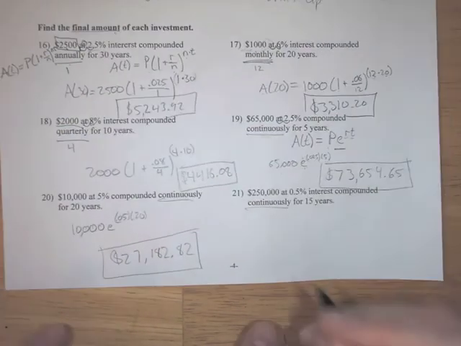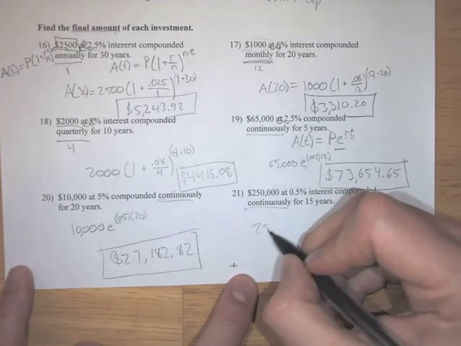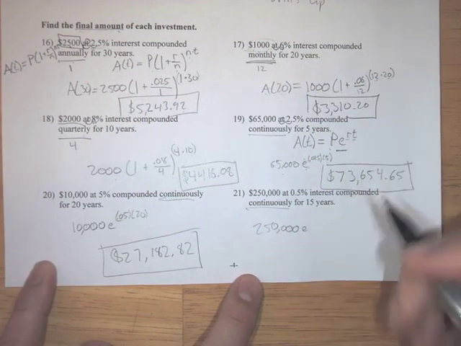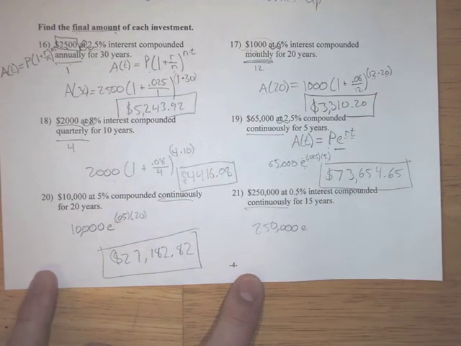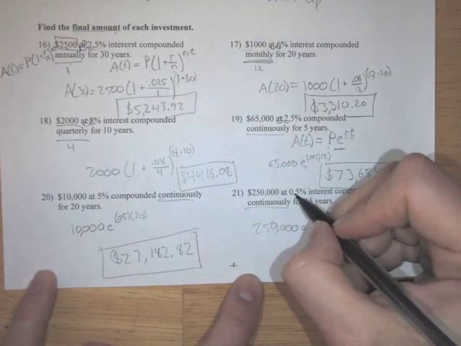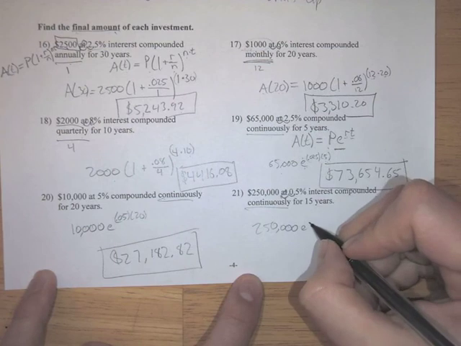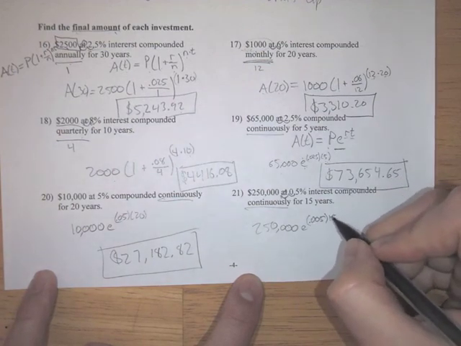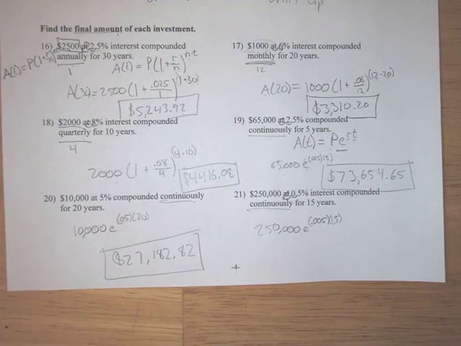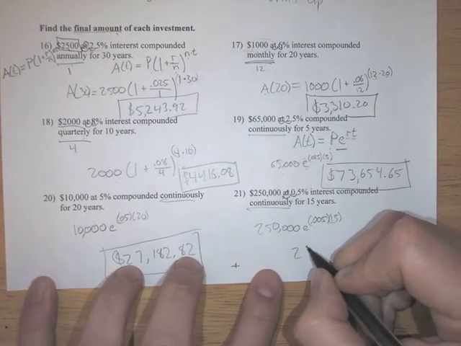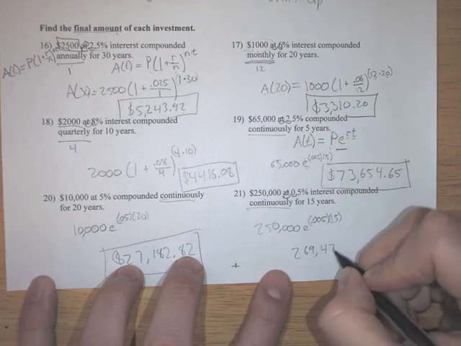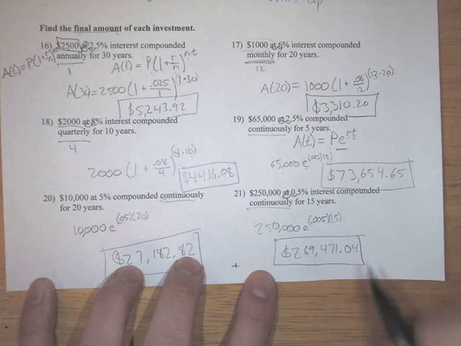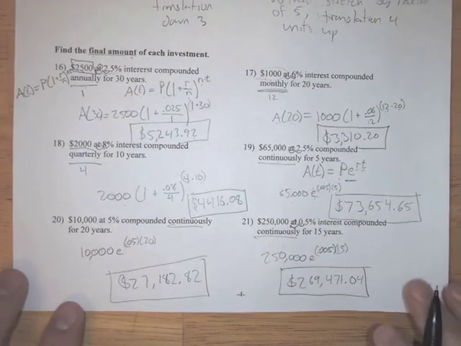All right, and then the last guy, P e to the rt. So 250,000 times e. Now this rate is going to be tricky. This is 0.5%. So we need to move the decimal place over 1, 2, which is going to give us 0.005 times 15. Okay, and that is going to come out to be $269,471.04. Okay, so that's how we do those.